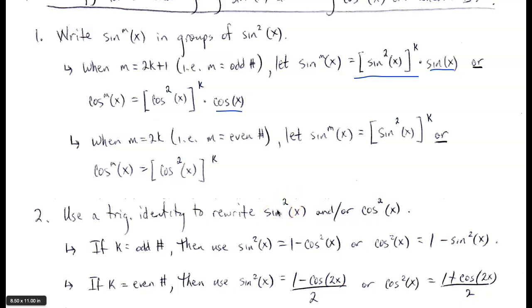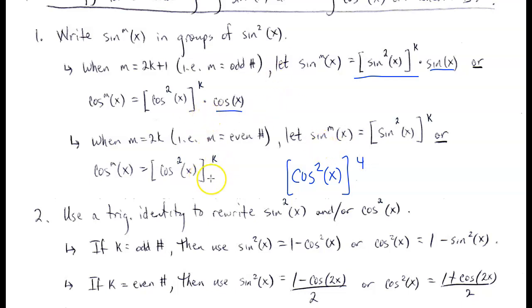Okay, if it's an even power, meaning like sine raised to the 4 or sine raised to the 6, or let's say cosine raised to the 8 or cosine raised to the 10, then what we want to do is again rewrite it in groups of sine squared, basically. Okay, so like cosine raised to the 8, we could just express this as cosine squared, all that raised to the 4.